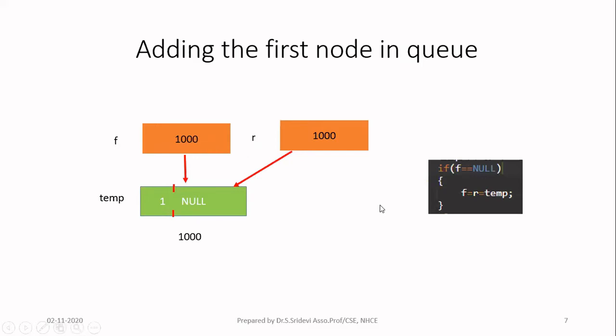So what I'm doing is, if front is equal to null, if f is equal to null, it means that you are adding the first element. In that case, you write both f and r to have the value of the new memory you have allocated. That is nothing but in both f and r, you have to store this 1000. This 1000 is available in temp. So I am writing f is equal to r is equal to temp.